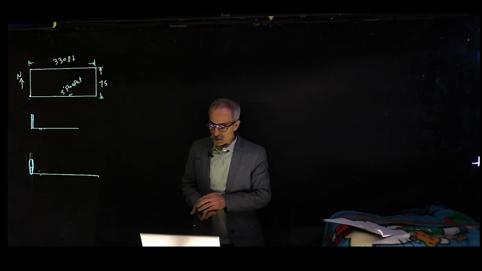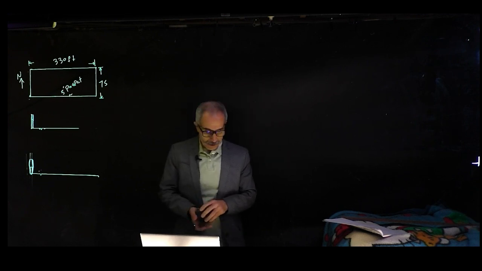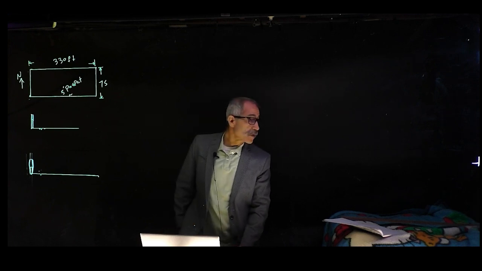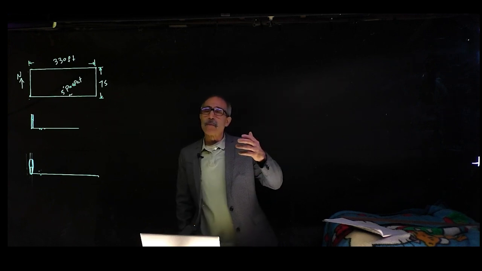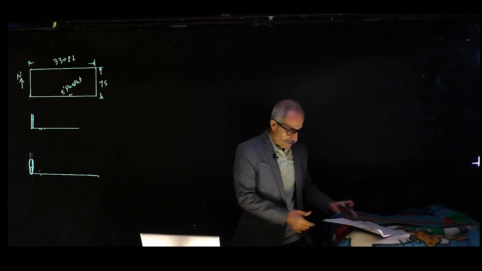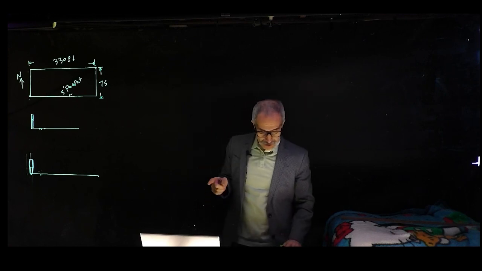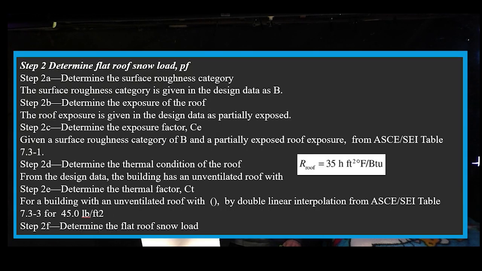Go ahead to step number 2, and step number 2 is determine the flat roof snow load, pf. To do that, we have to do multiple steps. So take a look at what I have on the board. Step 2A is to determine the surface roughness category, which is given to us as B. So I'm just going to write down the step 2. I'm not going to put down all the information. Step 2A, and it's B.